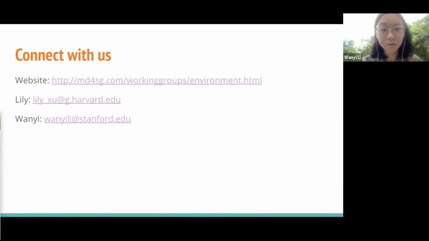As a working group, we're actively looking to connect with more collaborators, data scientists, and NGOs to think about how we can get more projects done that are towards our mission.